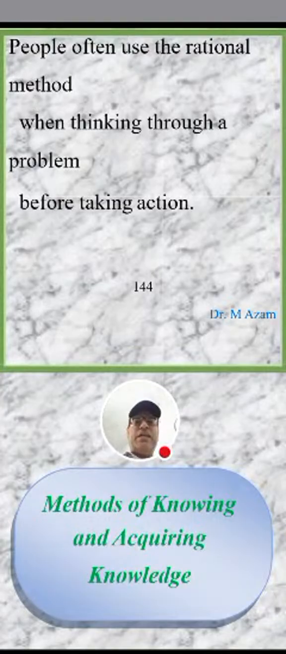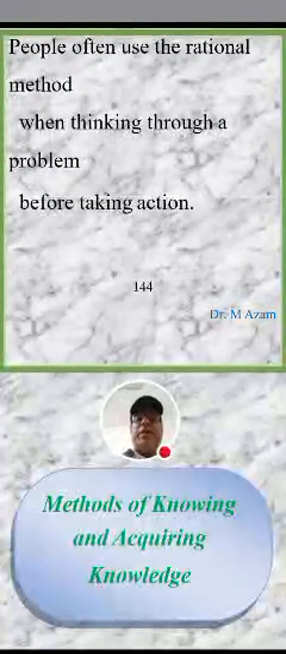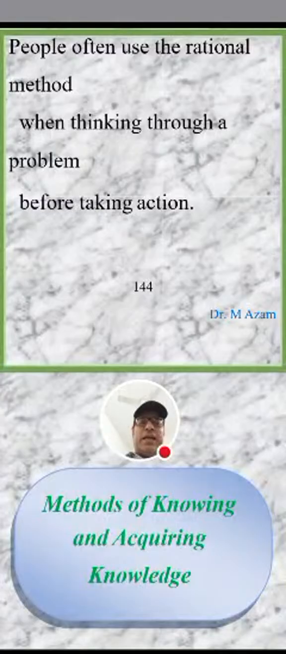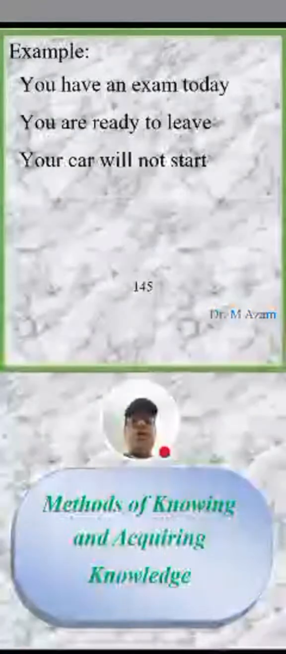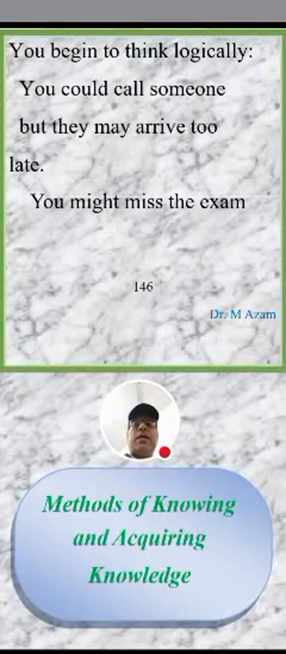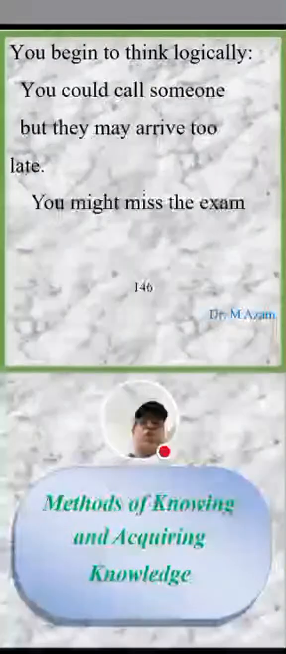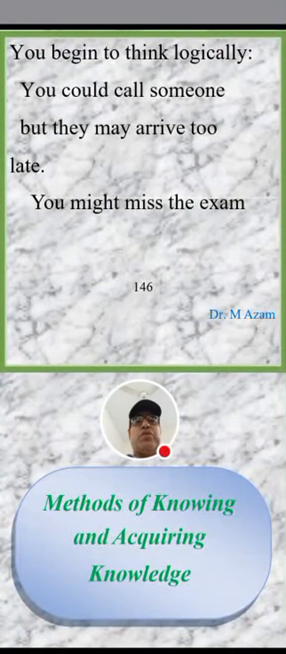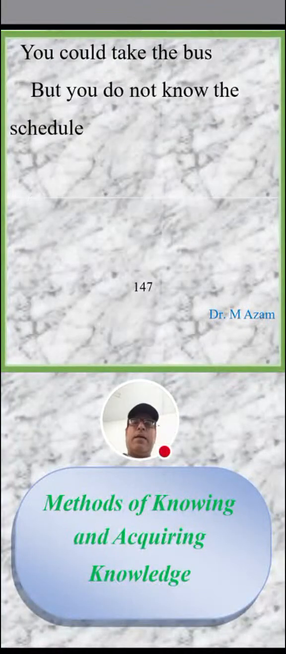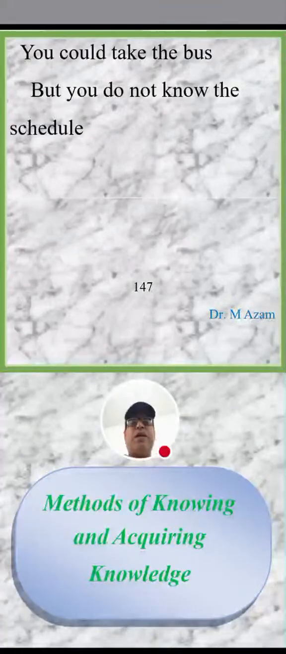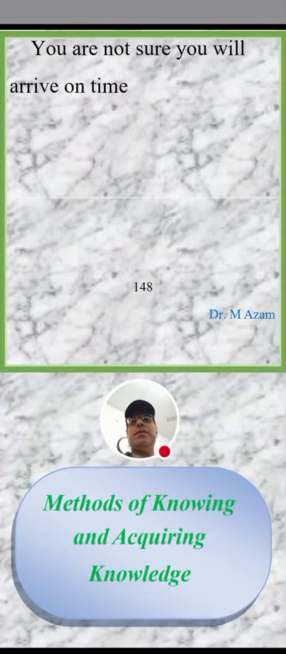People often use the rational method when thinking through a problem before taking action. Example, you have an exam today. You are ready to leave. Your car will not start. You begin to think logically. You could call someone, but they may arrive too late. You might miss the exam. You could take the bus, but you do not know the schedule of the buses. You are not sure you will arrive on time.